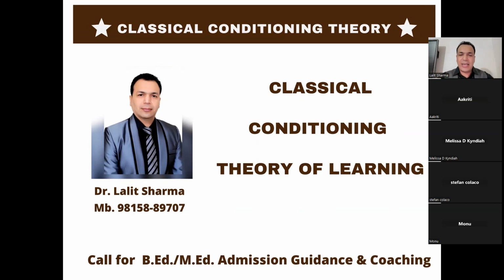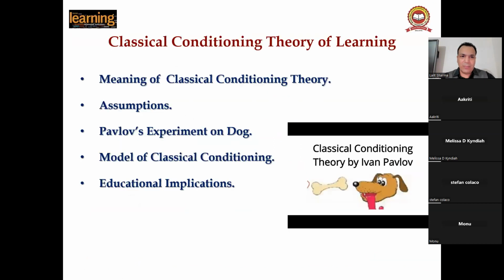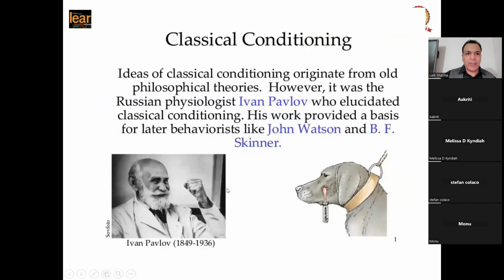Okay. So, classical conditioning, this is in your B.Ed syllabus. We are going to start the second theory, classical conditioning theory. Under this theory, we will do the same thing. First, meaning and a little bit of history of classical conditioning, number one. Second, assumptions, as we did in trial and error. Third, experiment. Fourth, model of classical conditioning. And fifth is educational implications. Okay. So we start with the classical conditioning theory.